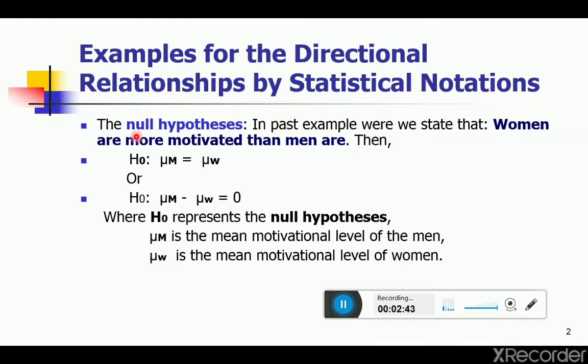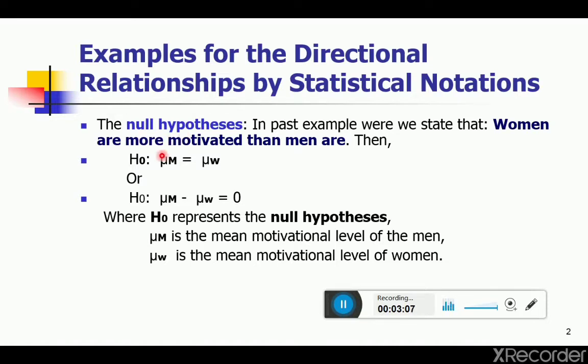Last time we discussed the null hypothesis. That hypothesis which is basically used to test the hypothesis for the rejection purpose is known as your null hypothesis.